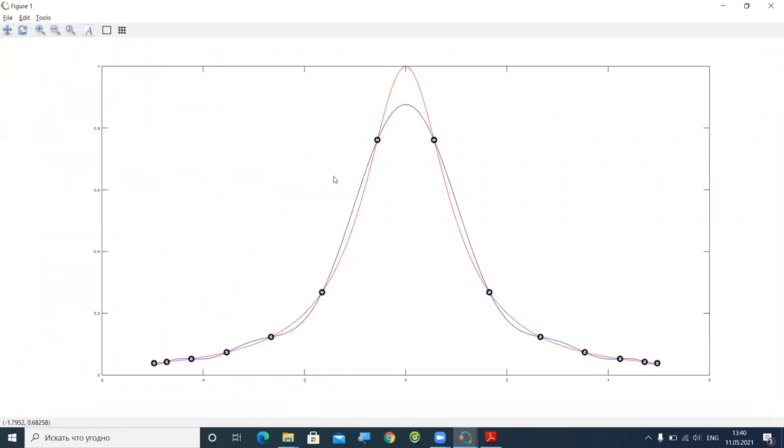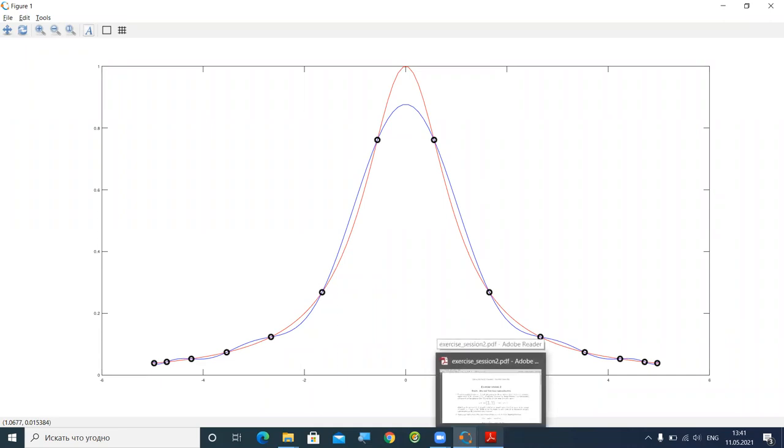So now we can see the new graph. It's very close to our Runge function. So Runge function is in red. Polynomial interpolating is in blue. And we have here nodes, Chebyshev nodes on these circles. So you can see this is very close graph to Runge function. So here we have less errors than equal spaced nodes. Is it clear?